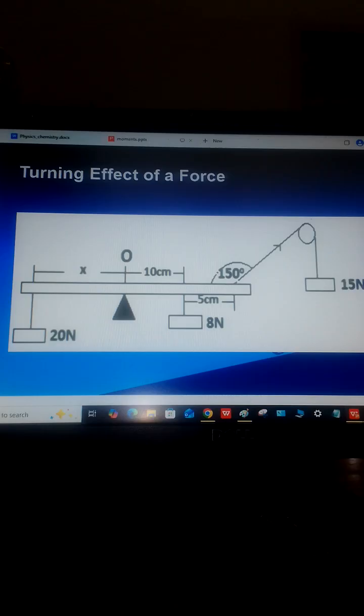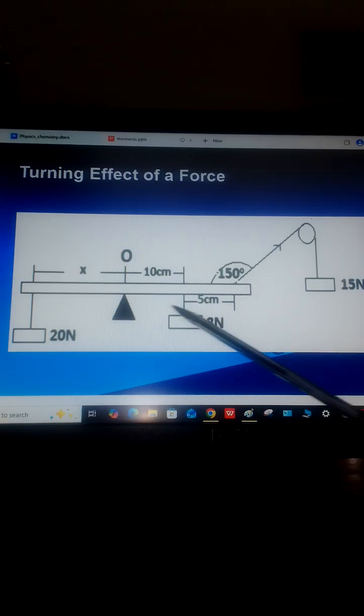In this video, I want to explain how we can use the principle of moments to do some computations. In this system, we have our various forces and distances. We are looking at the turning effect of a force, especially when one of the forces is inclined at an angle to the horizontal.